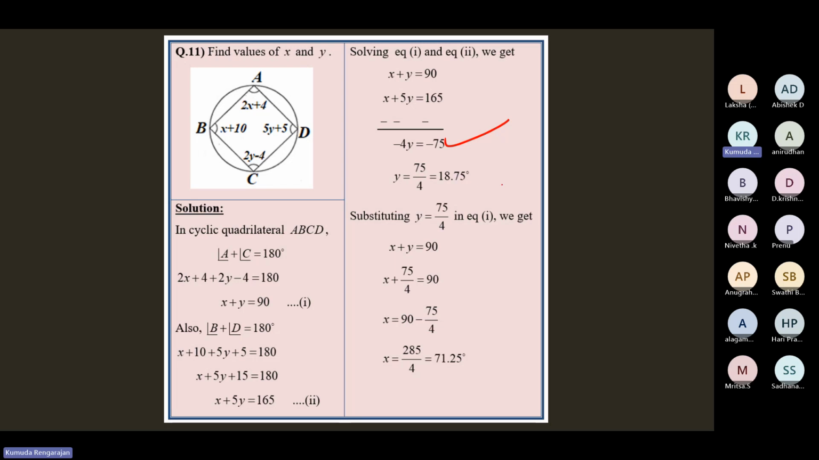Now after getting y, substitute the value of y in one of the two equations. So x plus y is equal to 90. Put the value of y here and find the value of x. You can substitute in anything, children. You can also substitute in this one. Meaning you can substitute 18.75 or 75 by 4, anything.